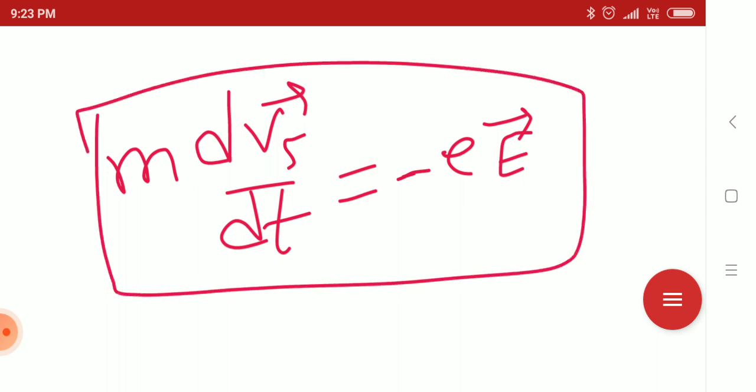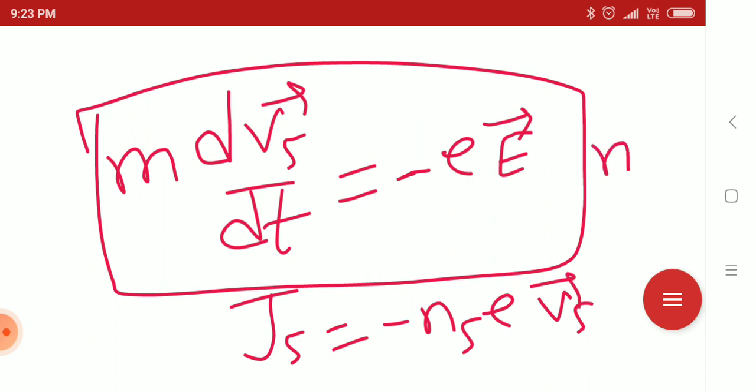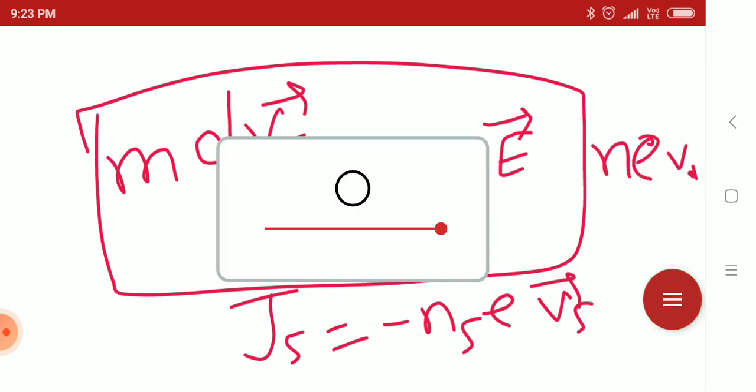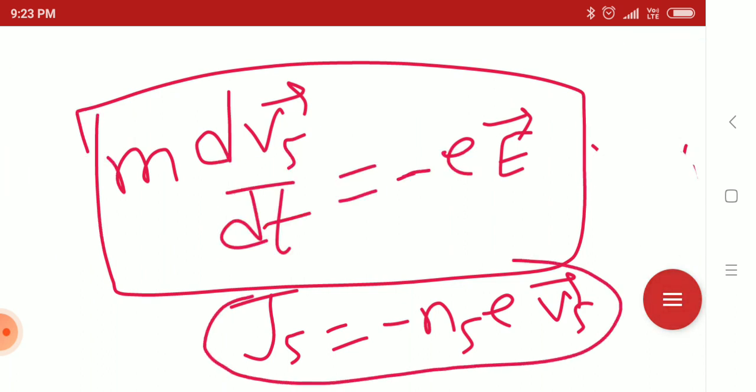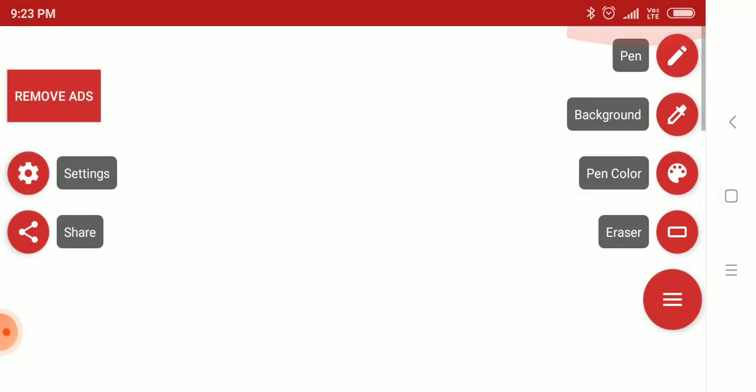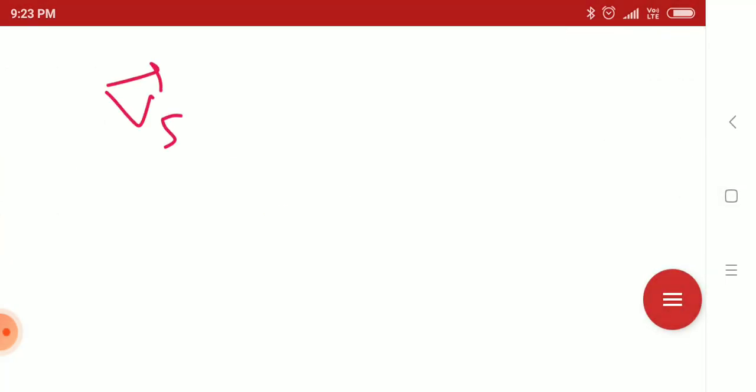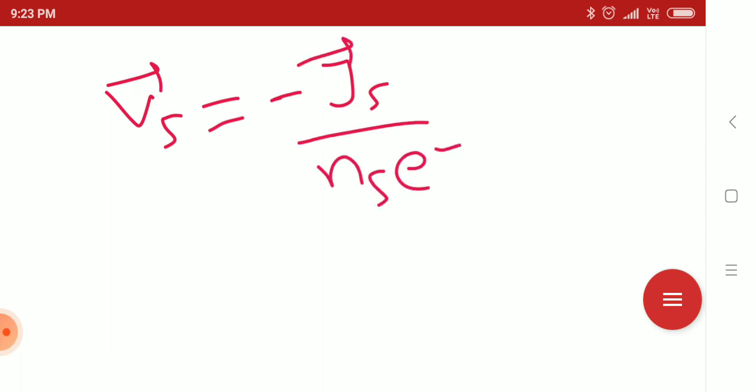And we know that the current density of the super electron can be written as minus ns e times Vs vector. Actually, J equals n e Vd, as we all know, where Vd is the drift velocity; that is the case of the normal electron. But here it is the case of the super electron, so instead of n we write ns, and instead of q we write minus e, and Vs. So we can write Js equals minus ns e Vs.